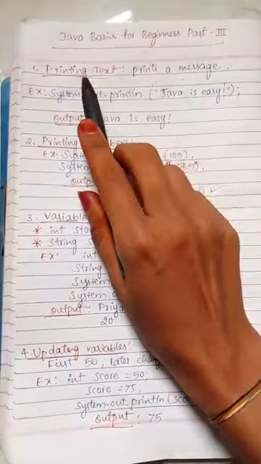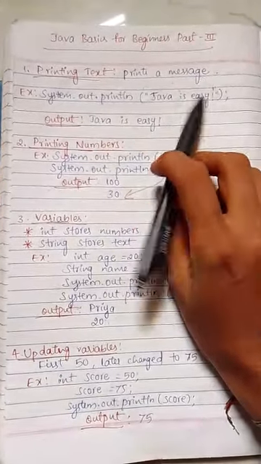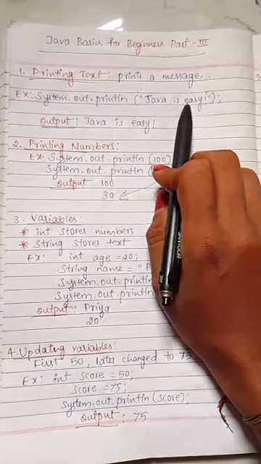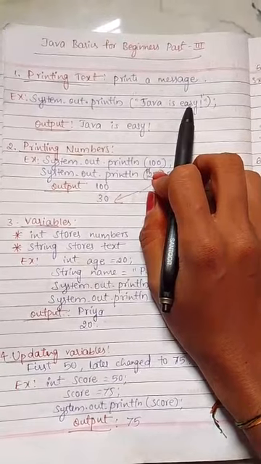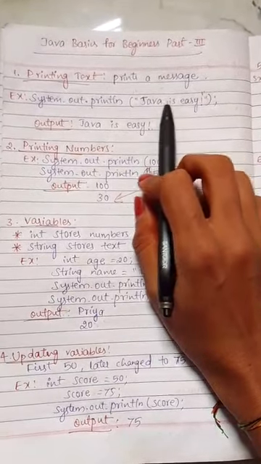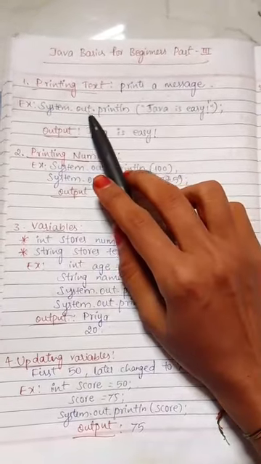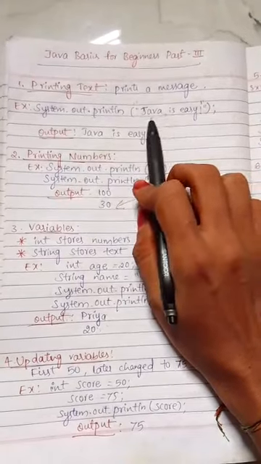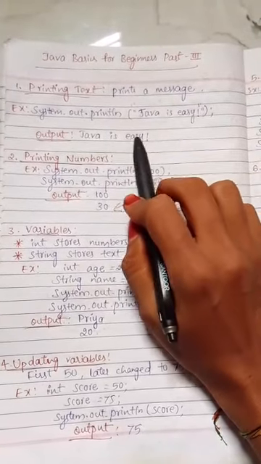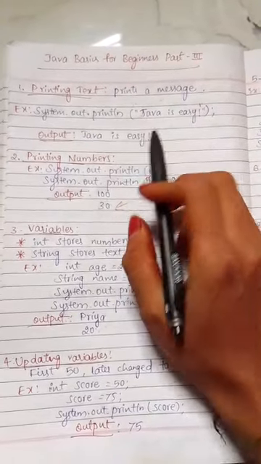Here it is. First one is printing the text. It prints a message like Java is easy, hello world, this is me, Bangalore, anything, any message we can print. That is very easy. System.out.println within the double quotes, Java is easy. The output will be Java is easy. As simple as that.